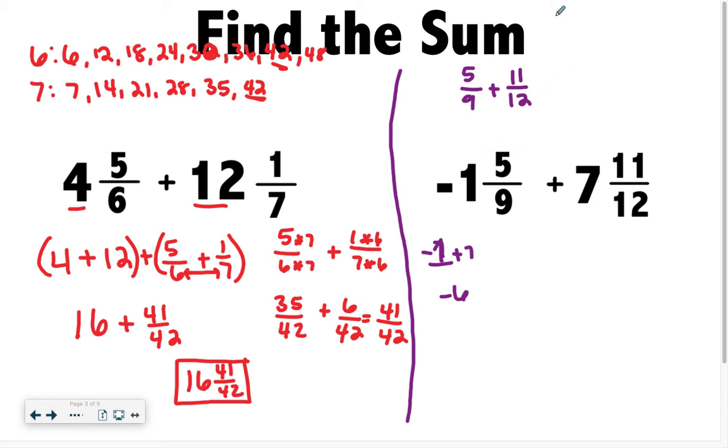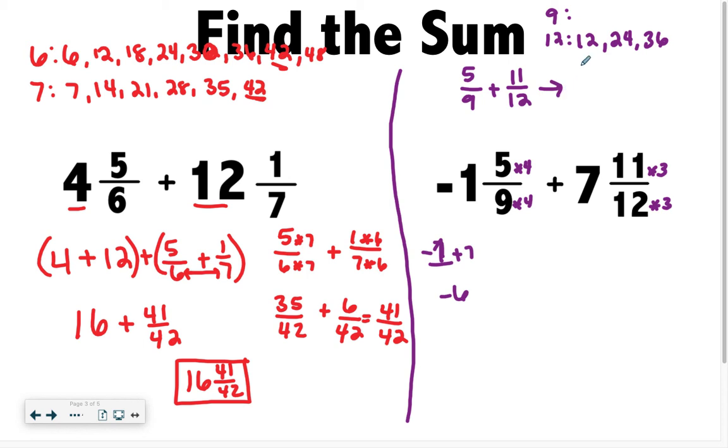So again, if I look at these numbers, 12 times 1 would be 12. 9 doesn't go into 12. 12 times 2 would be 24. 9 doesn't go into 24. 12 times 3 is 36. 9 does go into 36. So I'm going to do 12 times 3 for that fraction. And then in order to get to 36, I have to multiply 9 by 4.